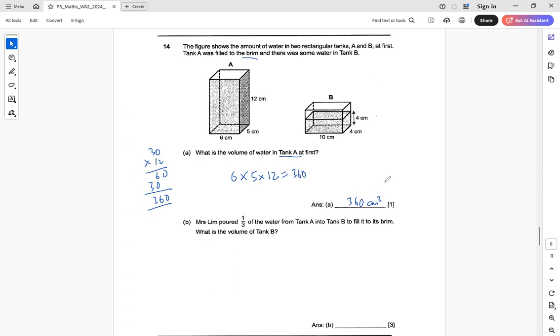Okay, then part B. Mrs. Lin poured 1/3 of the water from tank A into tank B to fill it to its brim. So what is the volume of tank B? Okay, so you look at tank B. Tank B currently has some water.